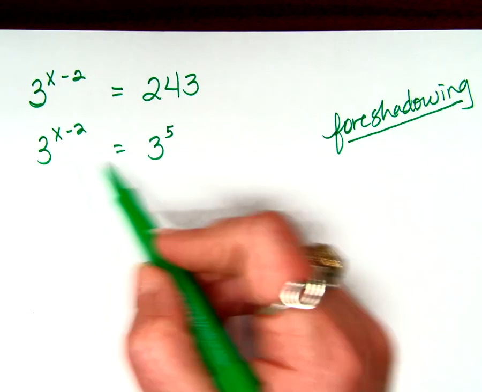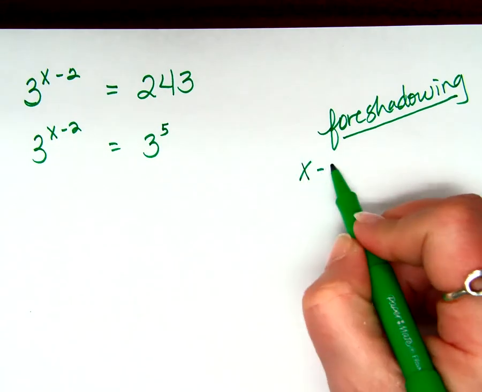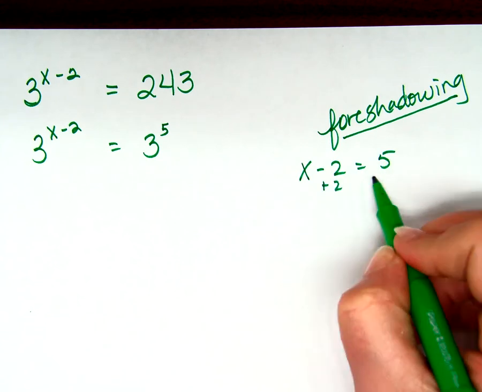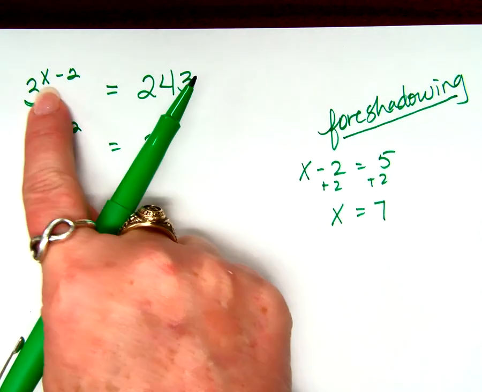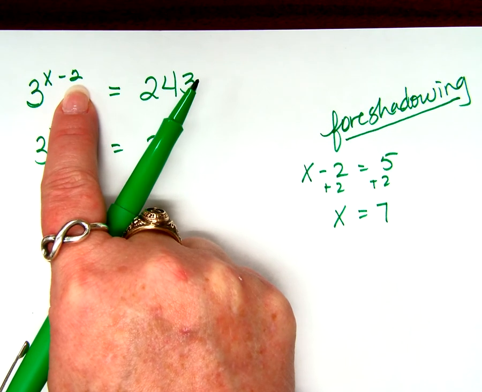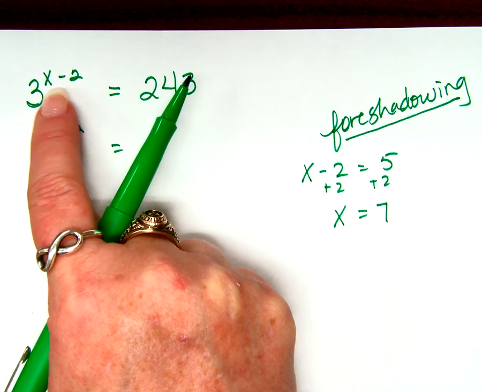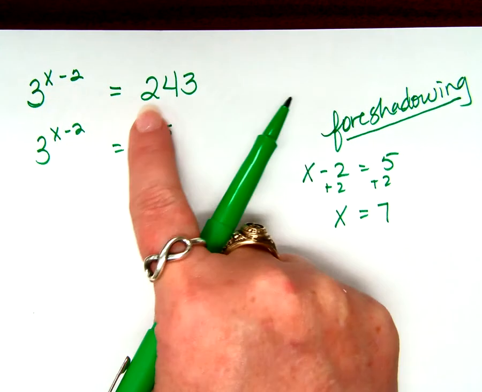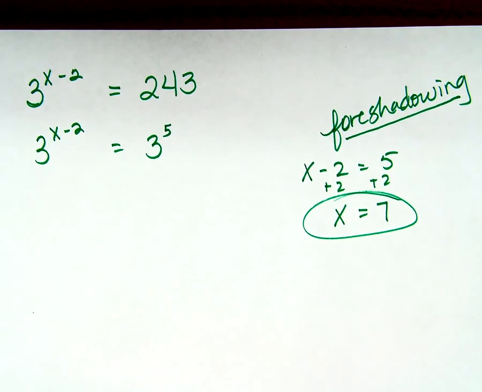So now that the bases are the same, what's true of the exponents? They should be the same. So if I add 2 to both sides, x should equal 7. What is 7 minus 2? 5. That took a little too long, but it's okay. I still love you. 3 to the 5th power equals 243. Is that true? Yeah, then I know this is the right answer. Okay.